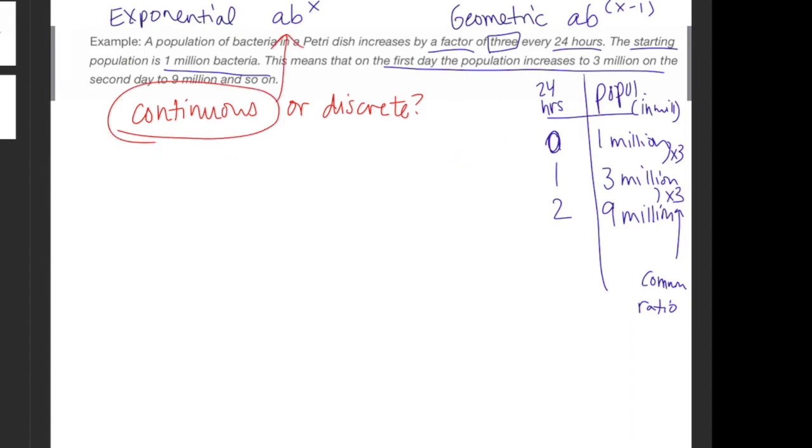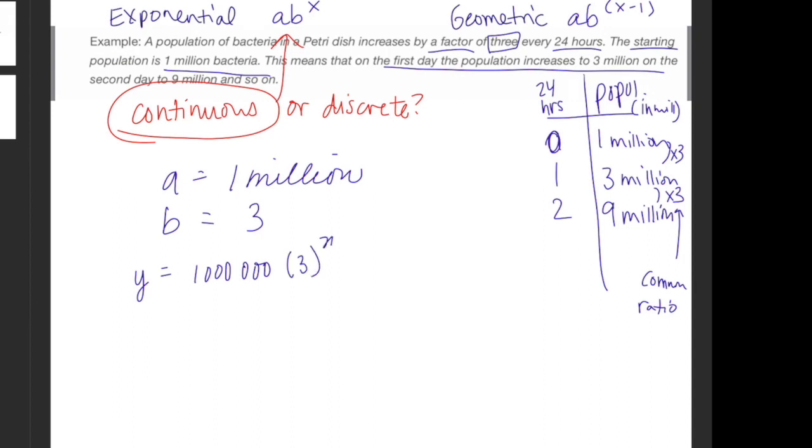So now that we have identified that it is exponential, we're going to use that formula. I already have A. My initial is 1 million. B, my common ratio is 3. And I just plug it in. A times B to the power of X. So Y equals 1 million times 3 to the power of X.